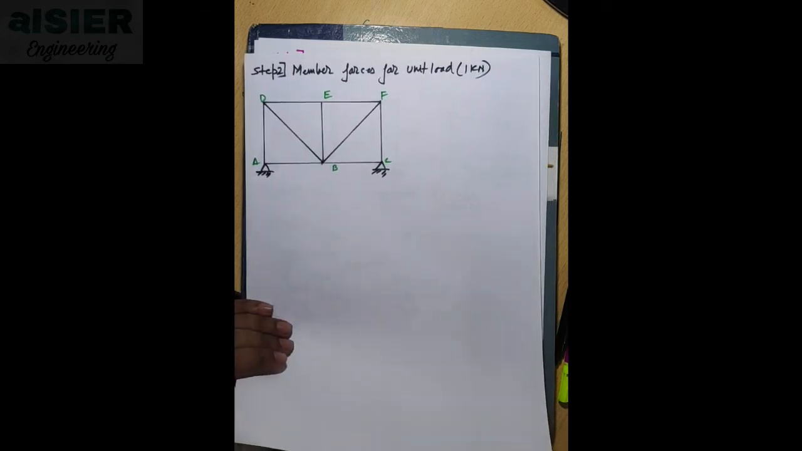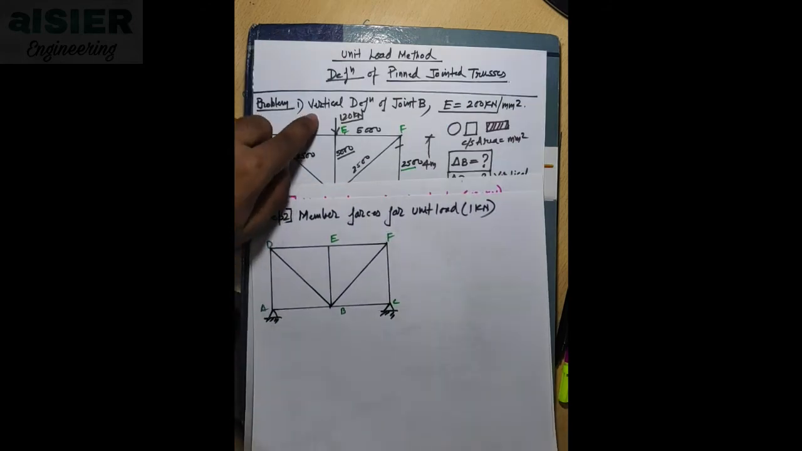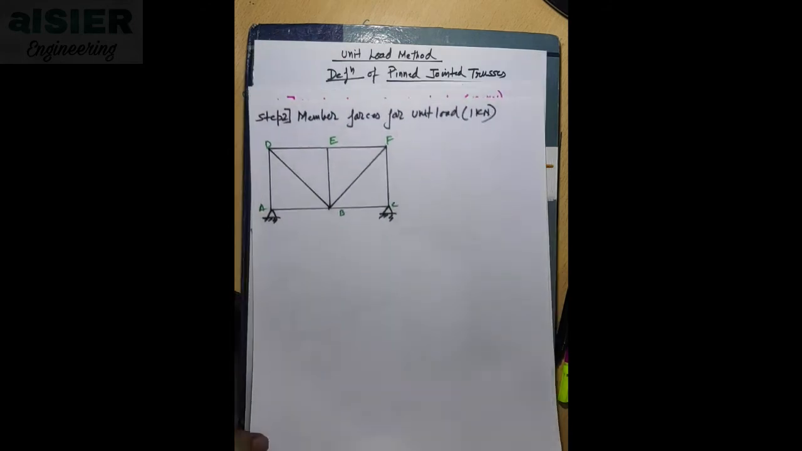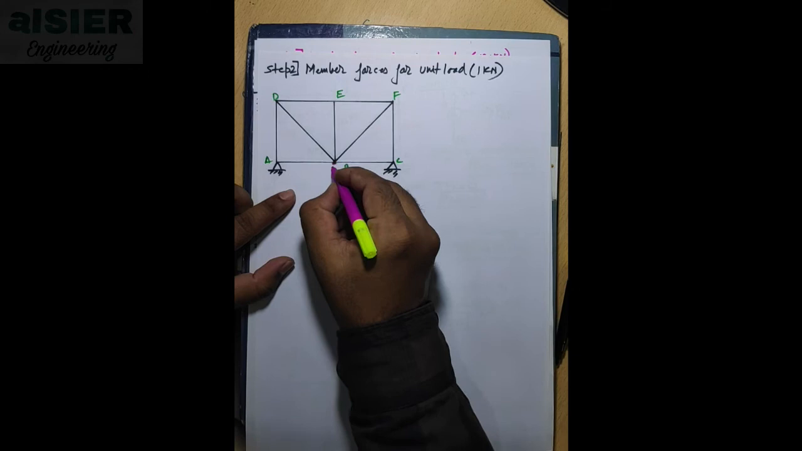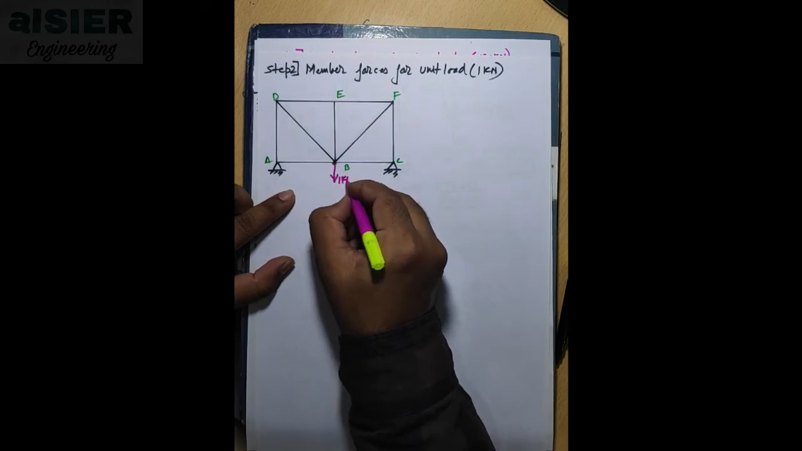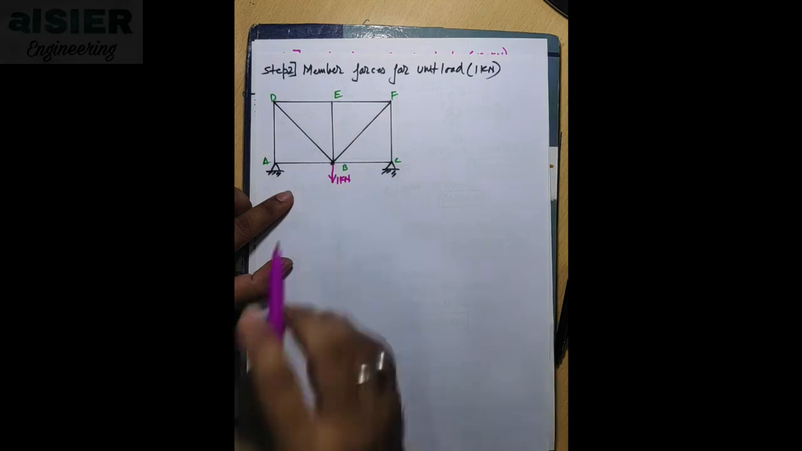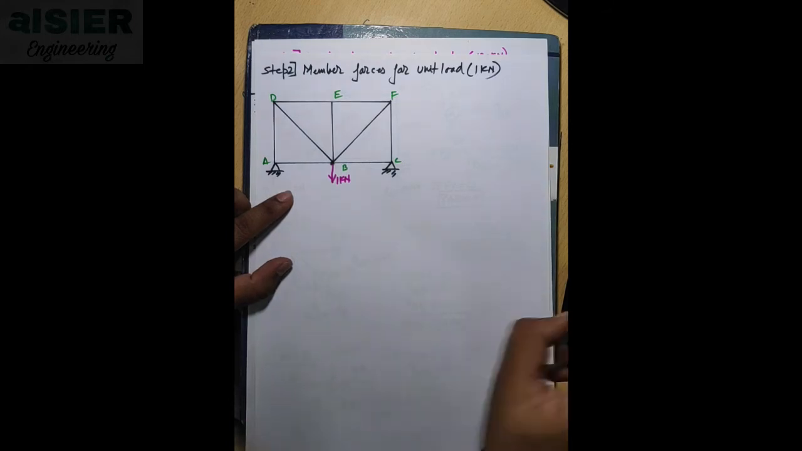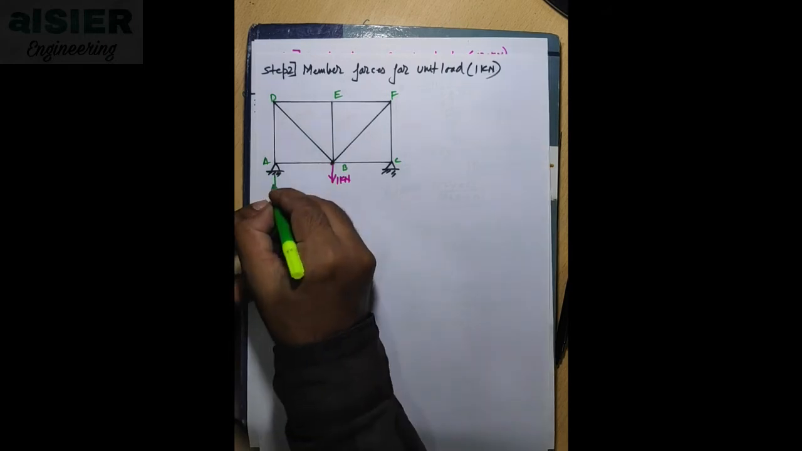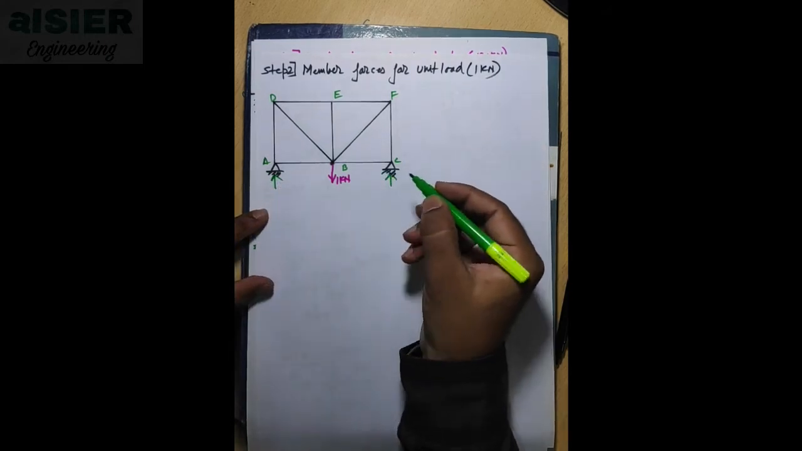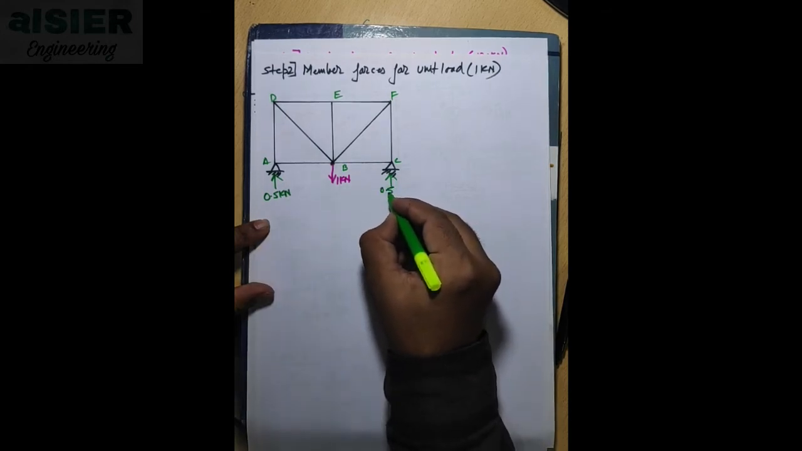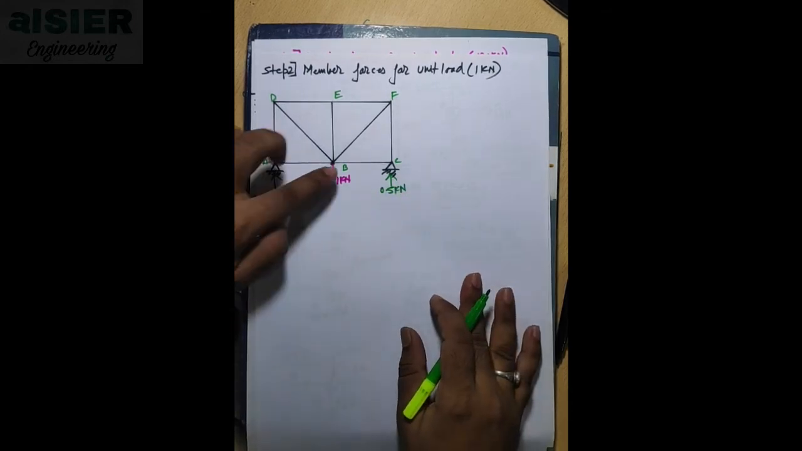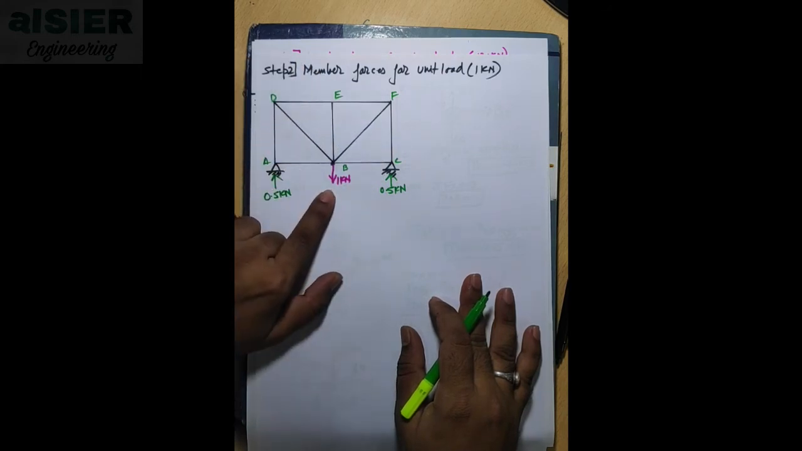Right, now it is given to calculate vertical deflection at joint B. So to calculate vertical deflection at joint B, we will apply a vertical unit load at joint B of 1 kilonewton. So after applying this 1 kilonewton load, what will happen? Due to this loading, there will be some reaction at A as well as reaction at C. We have seen if everything is symmetrical, this reaction will be half. So this is 0.5 kilonewton and this is also 0.5 kilonewton. And now we will calculate member forces for this 1 kilonewton load.